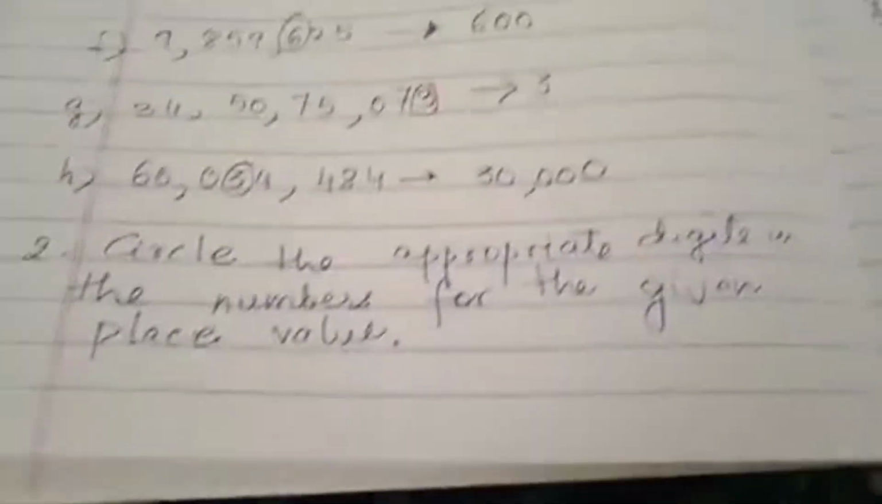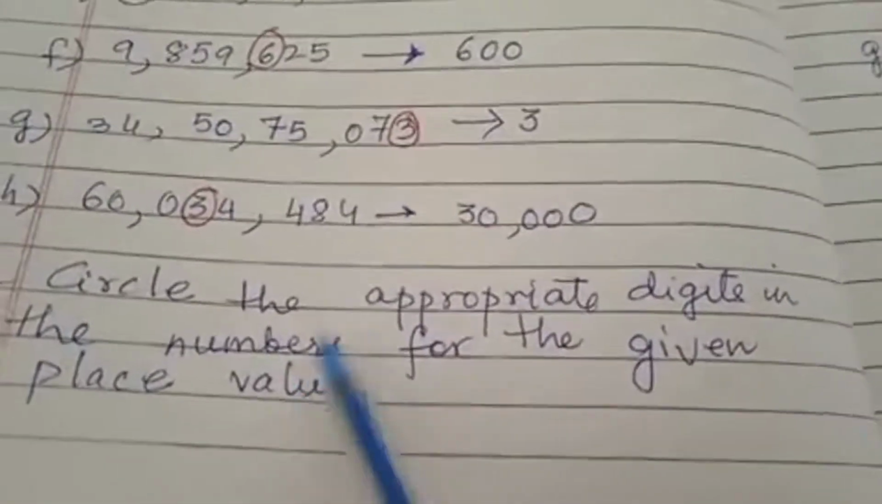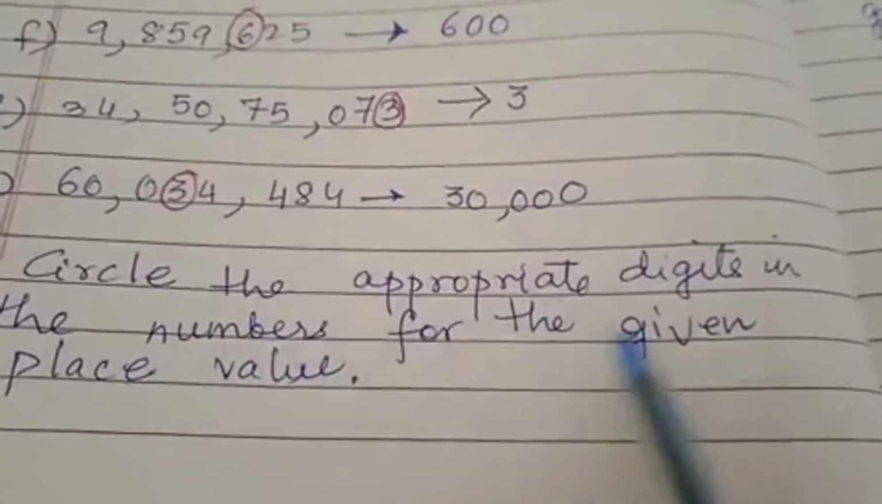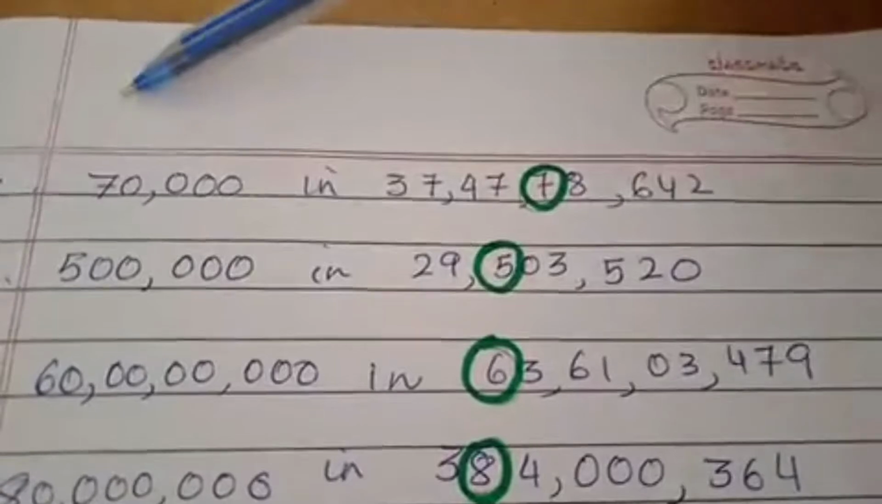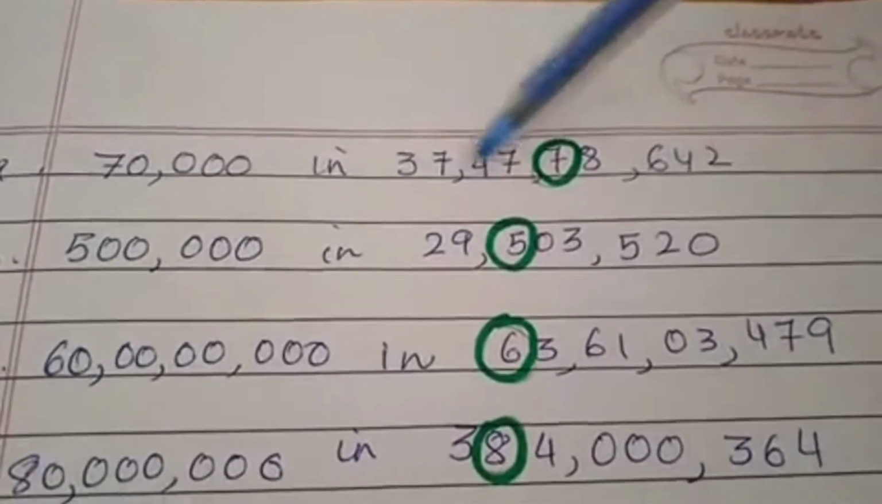Okay. Next is question number 2, which says circle the appropriate digits in the numbers for the given place value. So the place value will be given over here. We have to just circle the number. We have to circle 70,000 in this number.